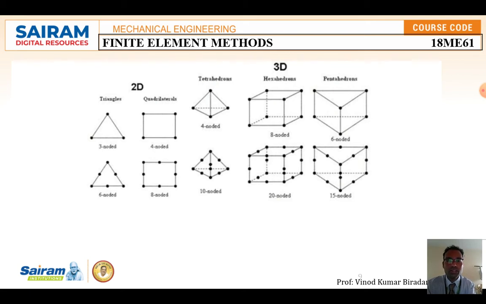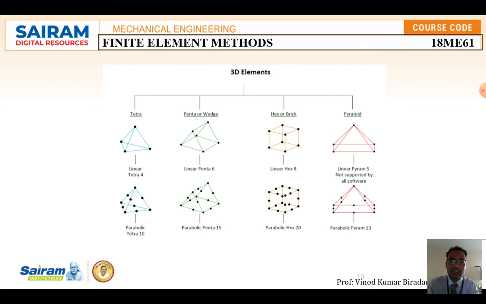Look at this diagram. The 2D element examples are triangle and quadrilateral, 6 noded element, 8 noded element. These are the 3D elements, with 3 axes. Look at the solid elements, and this is the thickness. That is the difference between 2D and 3D elements. The dots indicate the nodes of the element.